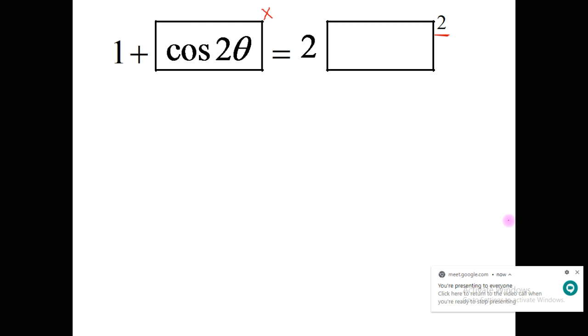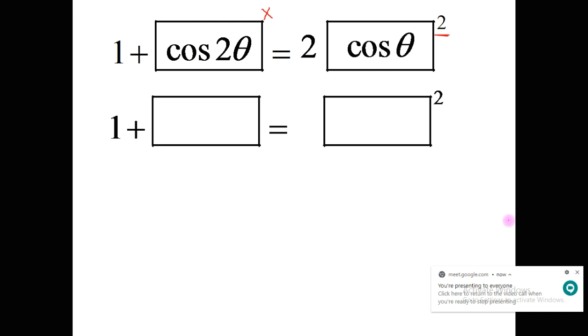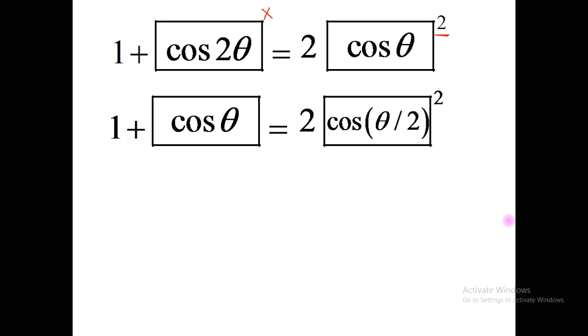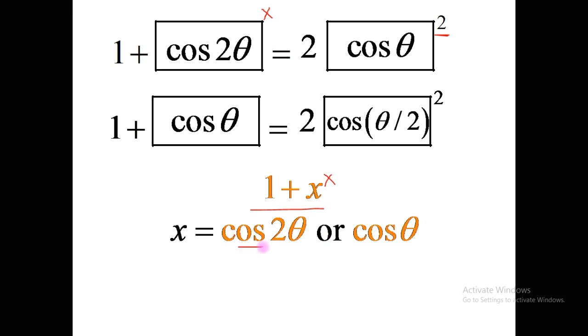Then only we can get it is equal to 2 cos square theta. Or another answer for this is, if somebody is writing cos theta over here, he will be writing cos of theta by 2 in the next bracket. So what kind of form is this? If it is of the form 1 plus x, see there is no square over here. If there is no square, what we have to use x as? X is equal to cos 2 theta, or you may simply write it as cos theta.